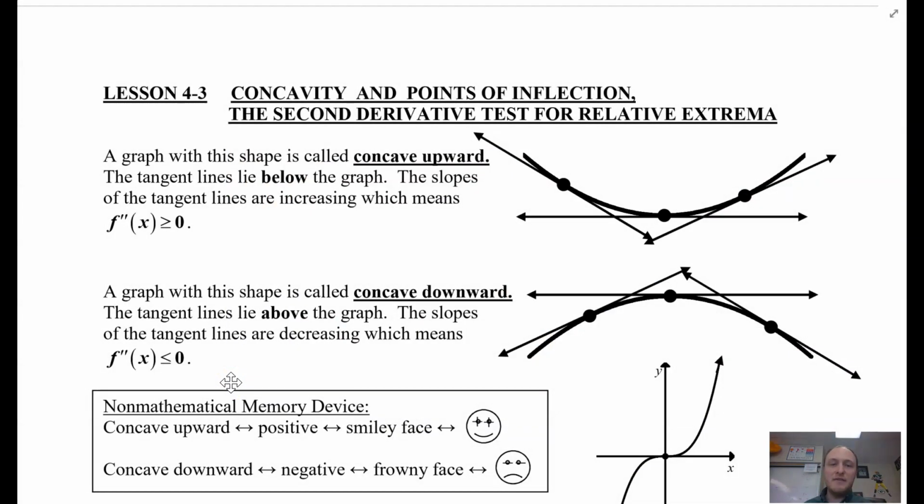Concavity: a graph is concave up if the tangent line lies below the graph. And what I mean by that, for an example here, notice I have a graph that is facing upwards. So this is concave up. Now I have a horizontal tangent line here at the bottom, and if I move this direction, the slopes of the graph are increasing. And so if we look at the second derivative of this function, it's going to be greater than 0.